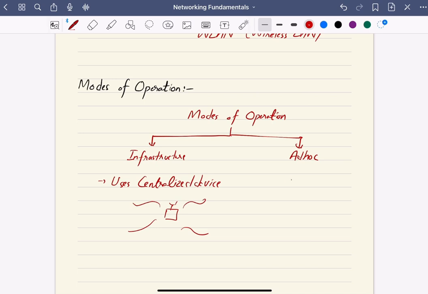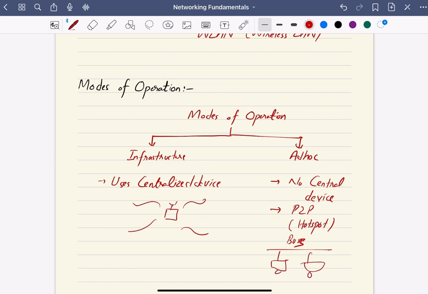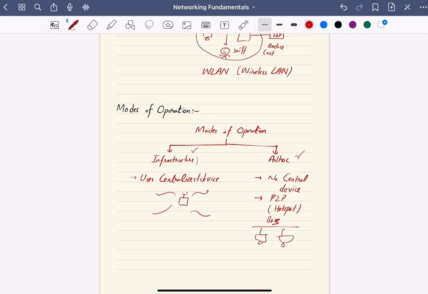In ad hoc, there is no central device. It is basically peer-to-peer networking. For example, the hotspot we create is one example. Second is, for example, buses, where we deploy the bus and devices are connected with the bus, something like that. That's basically another idea of that. We will be discussing infrastructure based in this video. If you have any questions, we can discuss that in our class. But our book has mainly focused on infrastructure based.